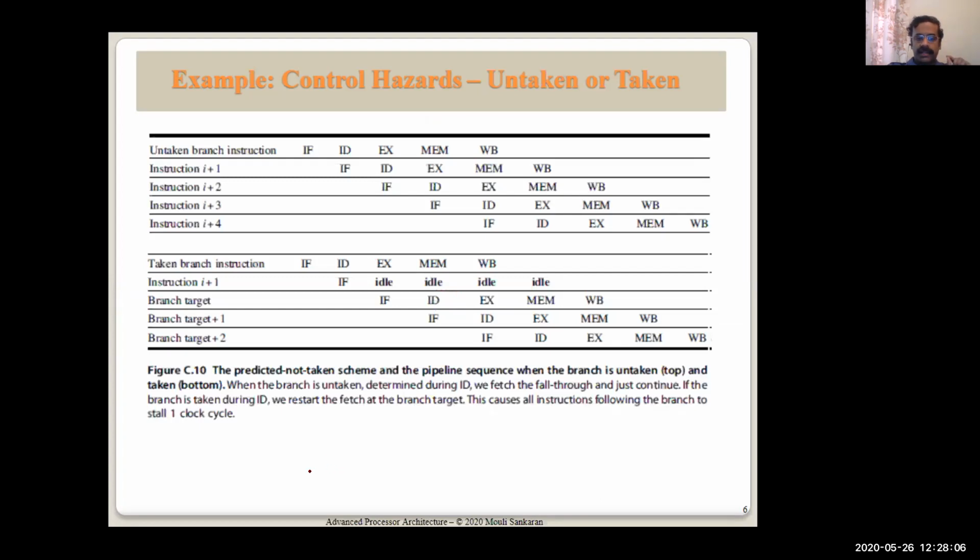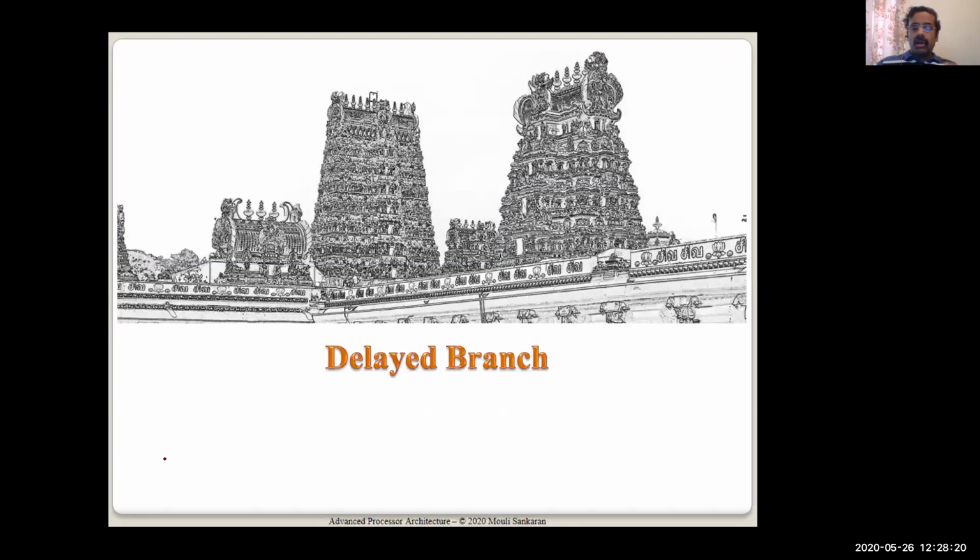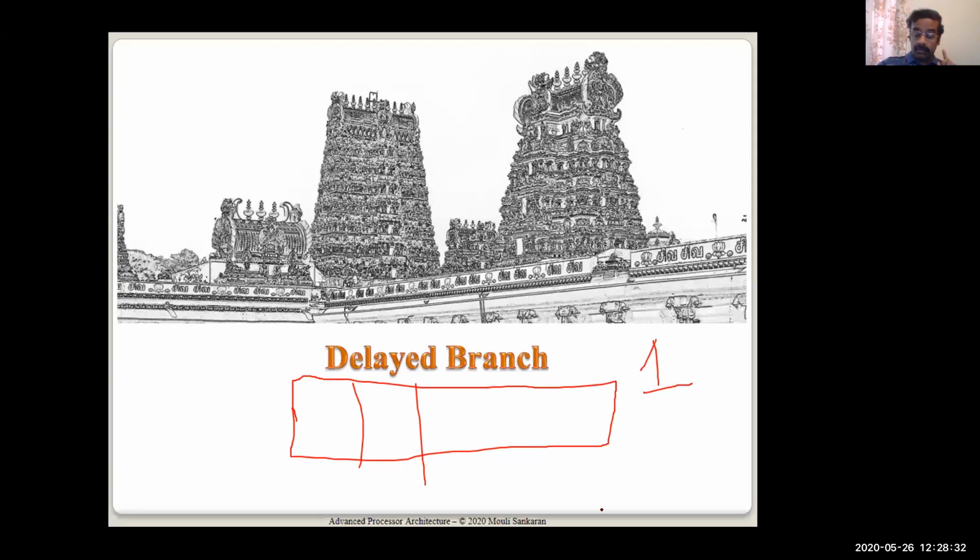Now let us understand what more optimization we can do. Can we make it a little better in terms of cycle loss? I told you that for a jump, an unconditional branch or a conditional branch, one cycle is wasted. We are wasting one cycle. One cycle wasted in the sense that one instruction should have been executed and we are not doing it.